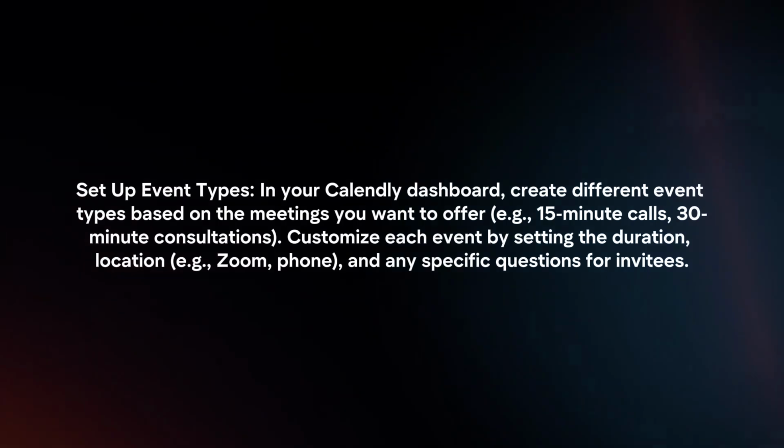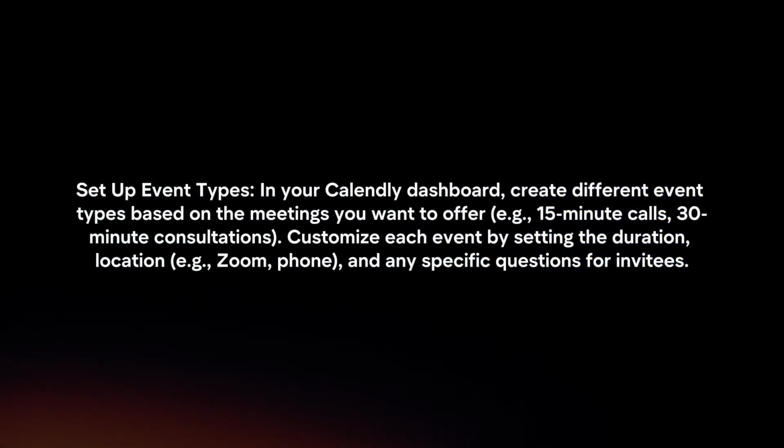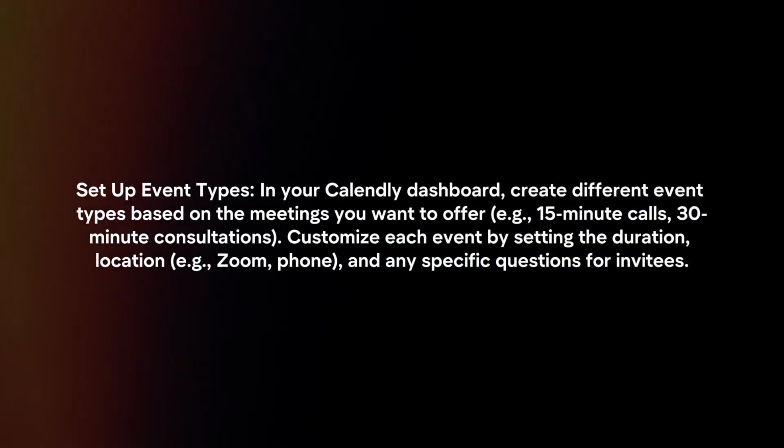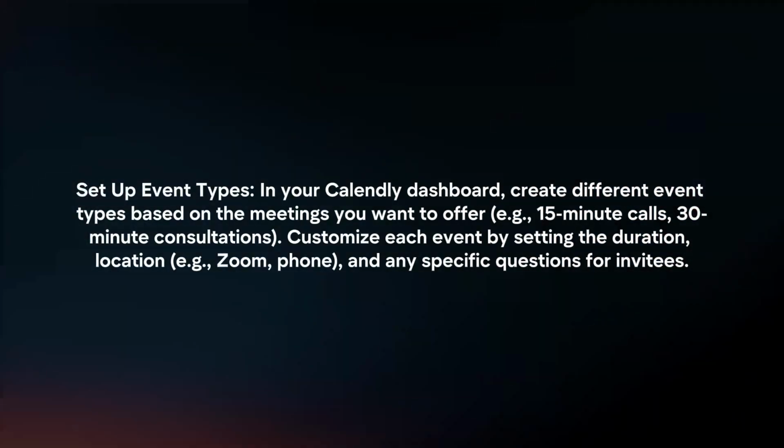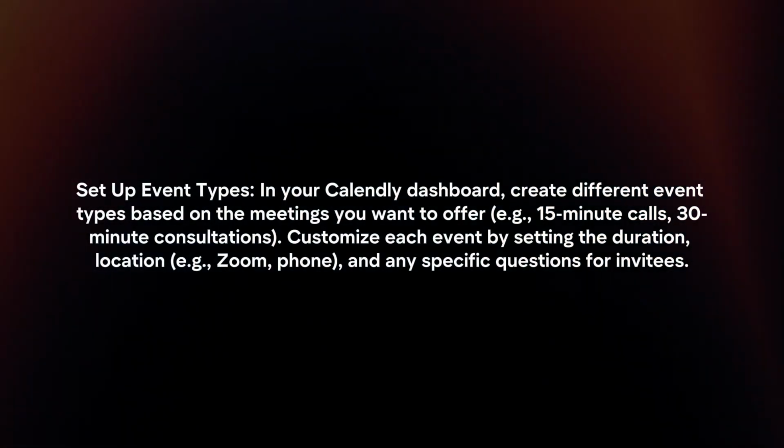Set up event types. In your Calendly dashboard, create different event types based on the meetings you want to offer. Customize each event by setting the duration, location, and any specific questions for invitees.